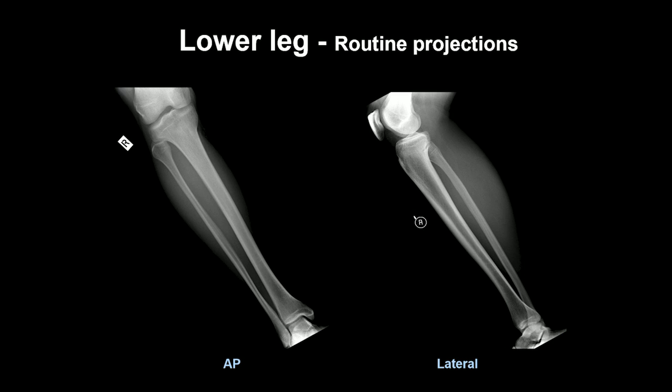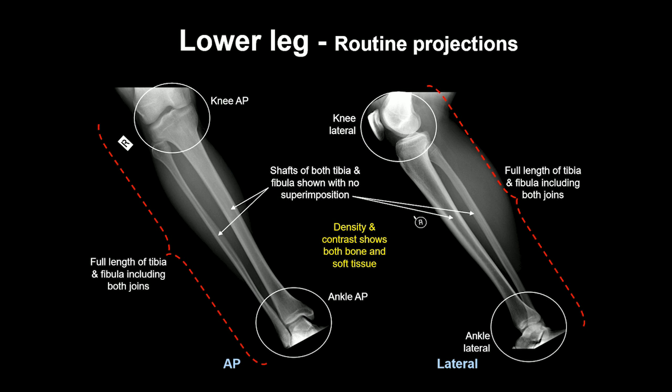So for the lower leg, it's important that you include both the joints above and below, so include the knee as well as the ankle joints on both the AP and the lateral views. So you want the full length of the tib and fib, and on the AP view, the shafts of the tibia and fibula should have no superimposition.